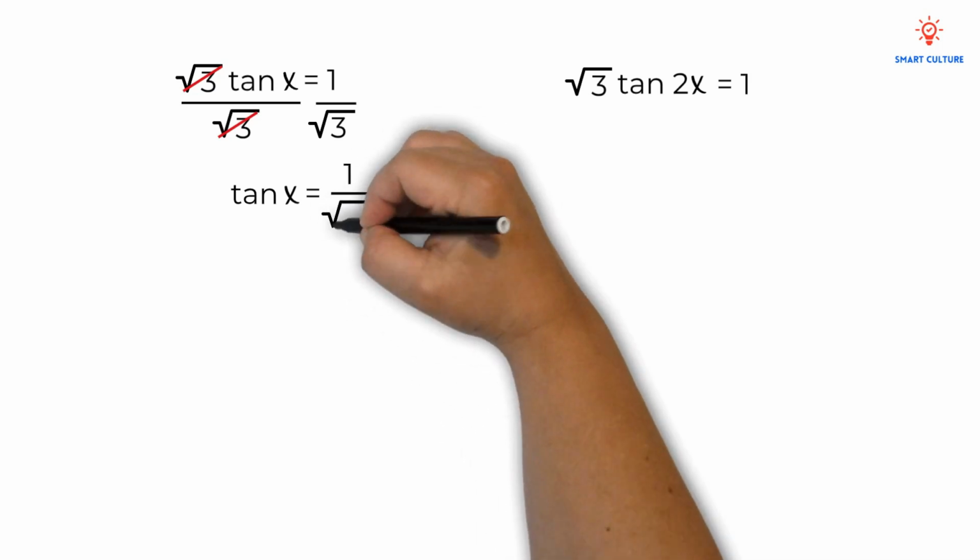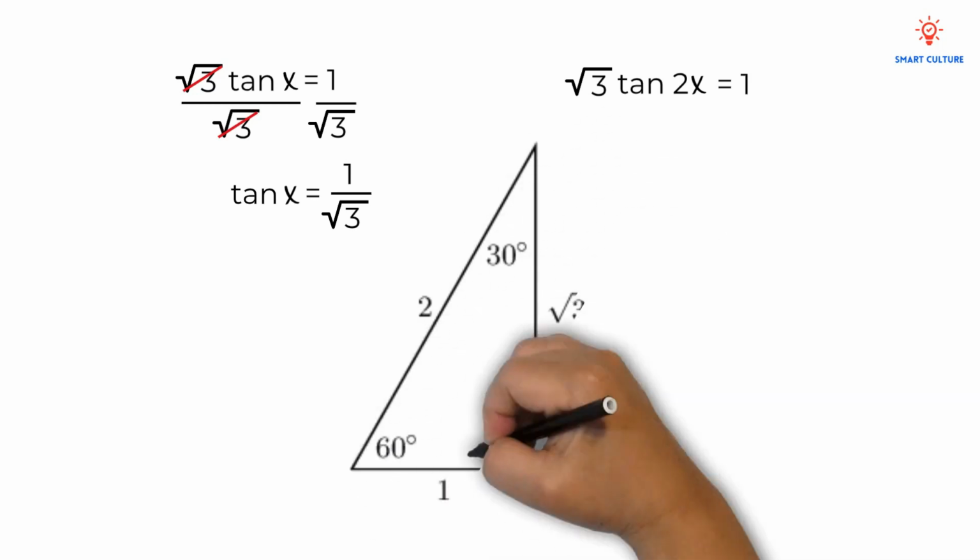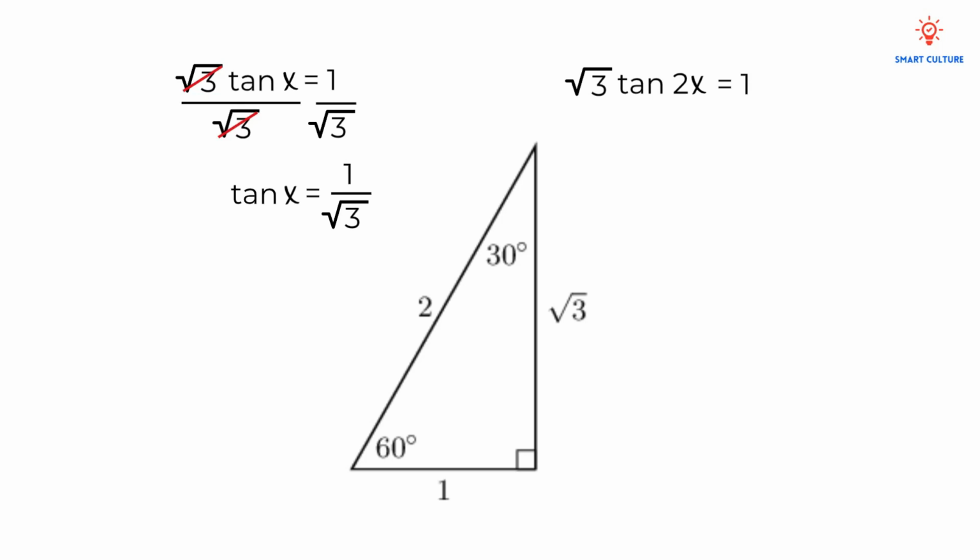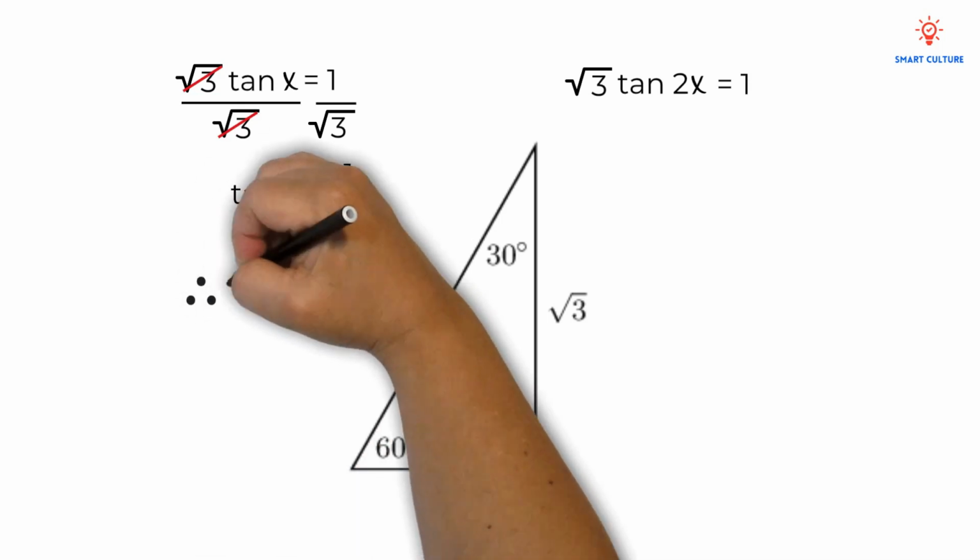Now the next thing we'll do is use the 30, 60, 90 degree special triangle. If the side opposite the 30 degree angle is of length 1, then we know that the hypotenuse is equal to 2 and the side opposite 60 degrees is equal to the square root of 3. Now think about the tangent ratio. It is the opposite side divided by the adjacent side. So for an angle of 30 degrees in a 30, 60, 90 degree triangle, the opposite side is equal to 1 and the adjacent side is equal to the square root of 3. So the tangent of 30 degrees is equal to 1 over the square root of 3. So in this case x is equal to 30 degrees.